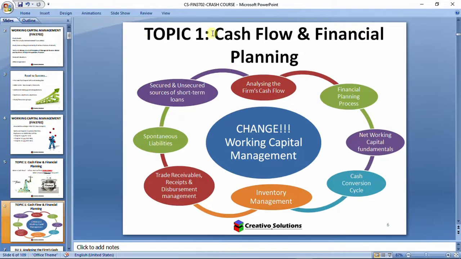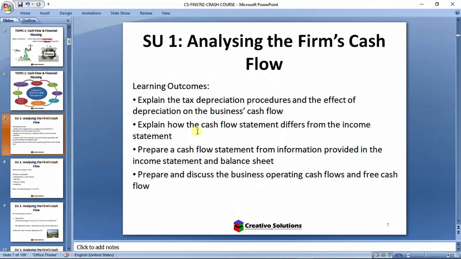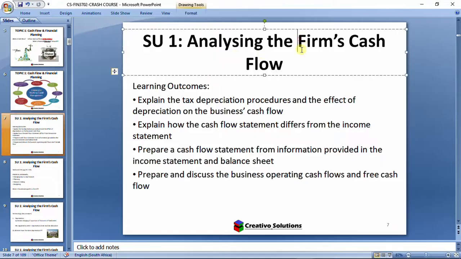Okay, remember, topic 1 obviously covers cash flow and financial planning. Right, we're looking at those two key concepts, so this block and that block. All right, so let's have a look at the first study unit. Okay, we're looking at cash flow.